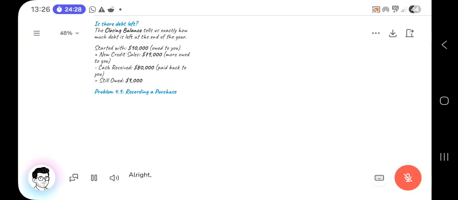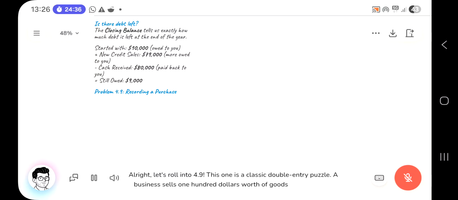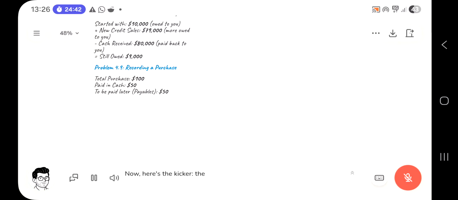All right, let's roll into 4.9. This one is a classic double entry puzzle. A business sells $100 worth of goods to a customer. Now, here's the kicker. The question asks for the entry in the customer's records. So we are looking at this from the perspective of the person buying the stuff.